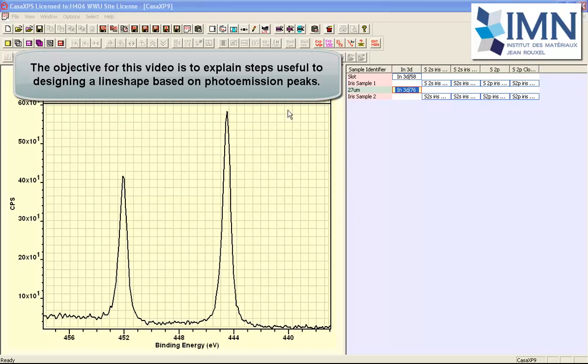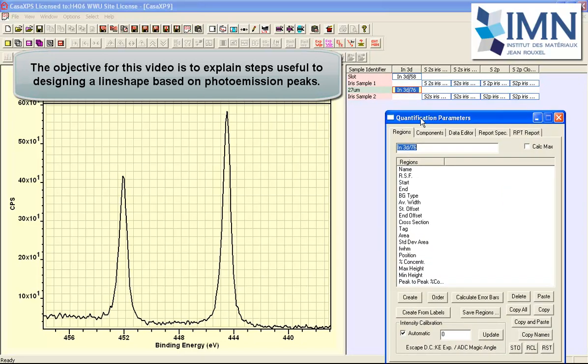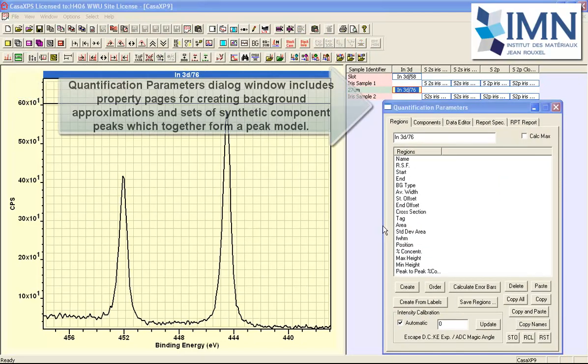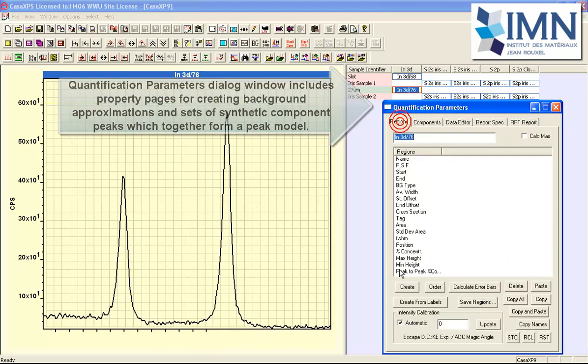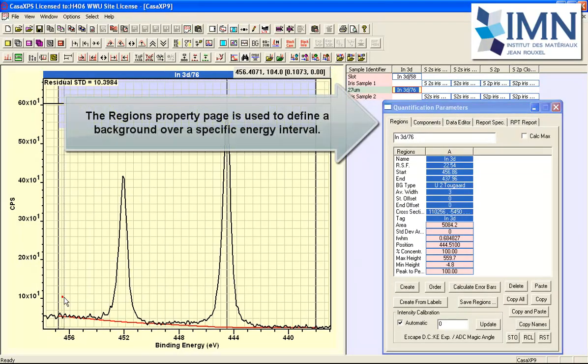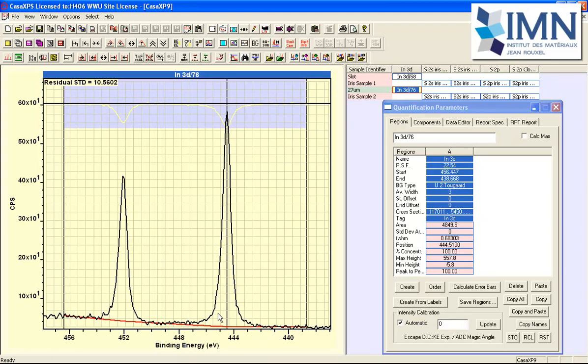The objective of this video is to illustrate how a background and a combination of two synthetic peaks can be used to approximate these data. The basic components of a peak model are a background, which is defined on the regions property page, and synthetic components that are defined on the components property page, both on the quantification parameters dialog window. The background is added and represents the curve above which signal is considered to be significant to XPS.